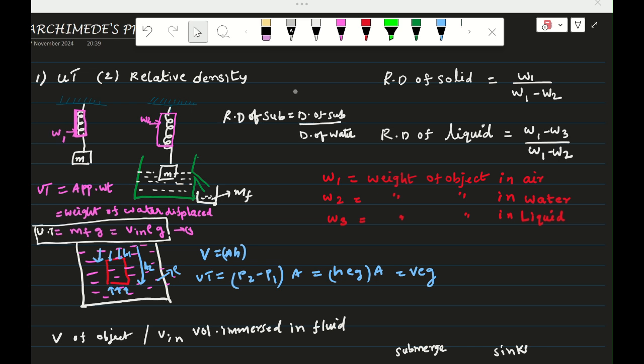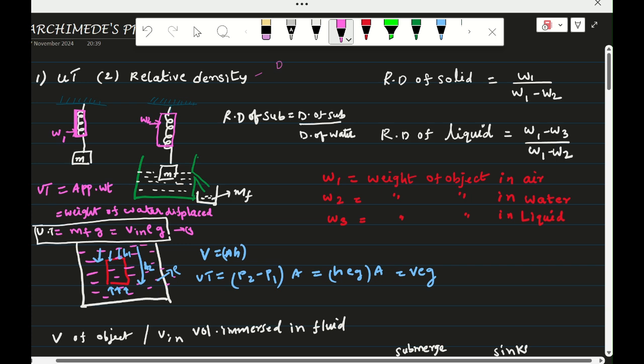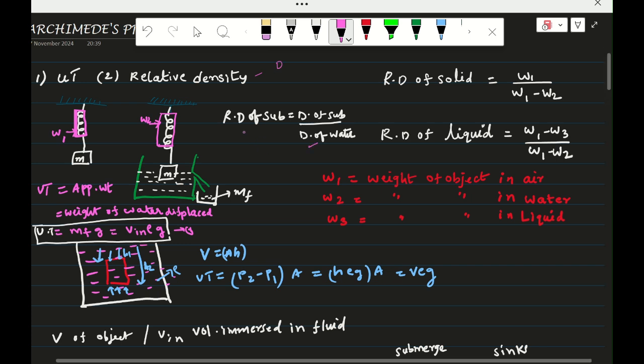So, relative density is nothing but the density of the substance by density of the water. Relative density of any substance, that may be solid or liquid, is the density of the substance by density of the water. This water at 4 degrees centigrade, that is another story, we will study later. So relative density means you are comparing the density of the solid with respect to water.